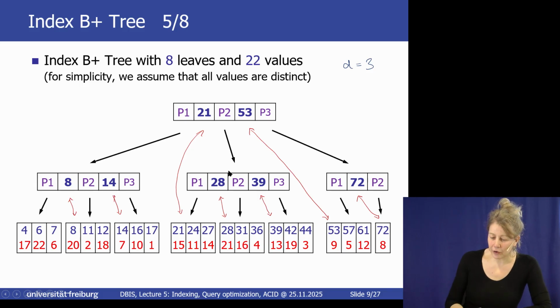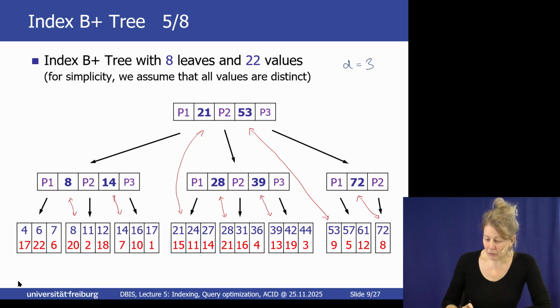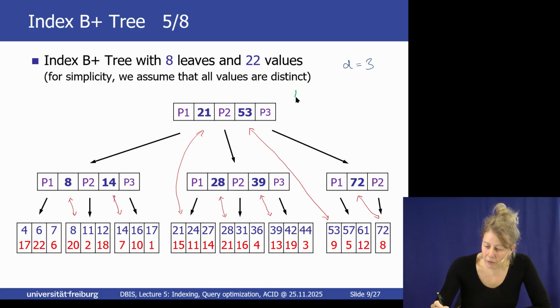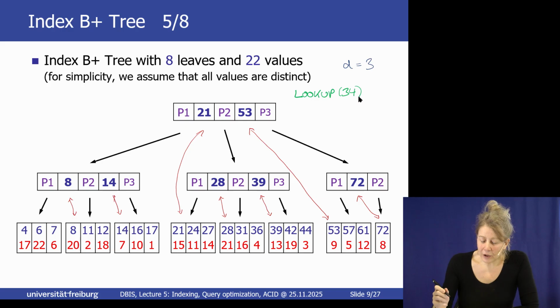Let's just try to do a lookup now and see if this works. So let's look up, what do we want to look up? Let's look up 34. Let's do a lookup, and maybe not in red, because I've used that already. Let's maybe do it in wonderful green. Lookup of 34. So I just want to know, is 34 in my table? Why do I want to look up? We will come back to that. So I'm doing a lookup of 34.